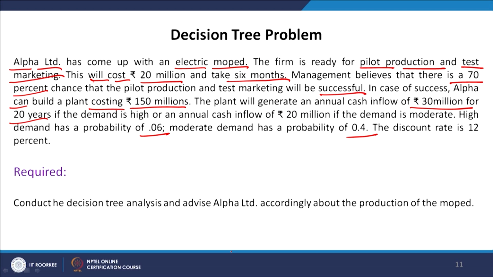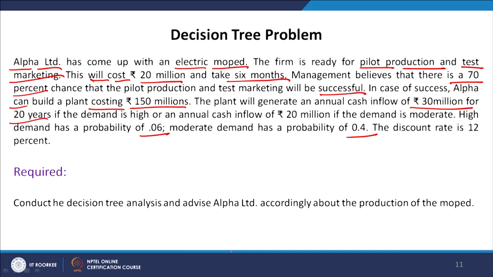For starting this commercial production, we will have to make an investment of 150 million rupees in the plant, and the annual sales expected from this investment will be 30 million rupees for a period of 20 years in case of high demand, and a minimum of 20 million in case of moderate demand. Probability of high demand is 60% and probability of low demand is 40%. The discount factor we will use for calculating NPV is 12%. So, what is required here? Conduct the decision tree analysis and advise Alpha accordingly about the production of the moped.